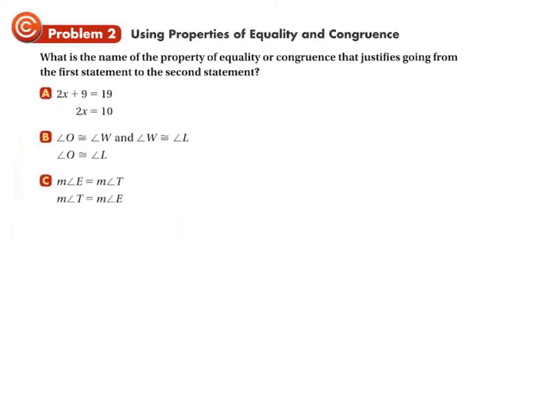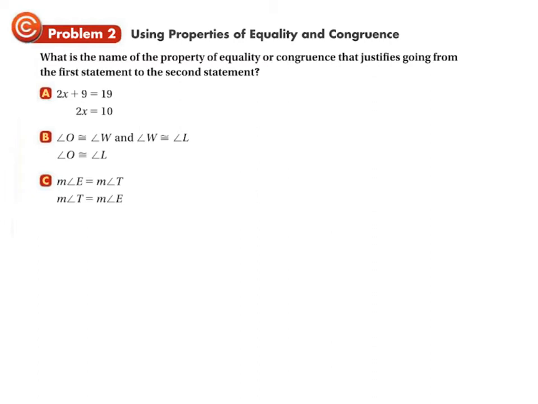All right. Now we're going to say what property are we using here? And they give us these statements. What did we do here? What's the name of the property of equality or congruence that justifies going from the first statement to the second statement? Okay. Well, what did we do here? We subtracted 9 from both sides. So that's going to be the subtraction property of equality.